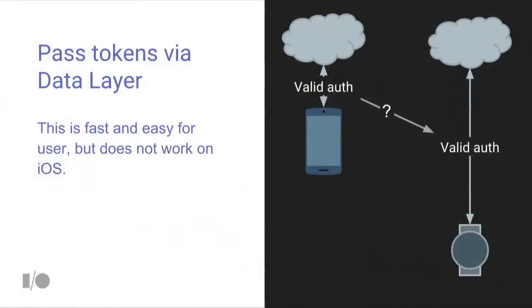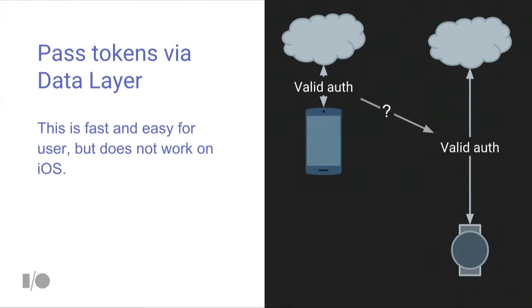So if you're familiar with writing Wear on the data layer, you might have already thought of one way that you can get a token over to the watch. That's to request that token on the phone and then pass it over to the watch via the data layer.